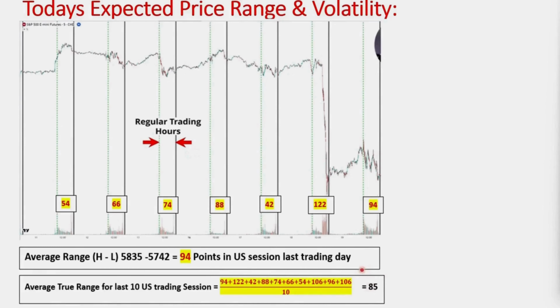To put this in perspective, compared to assets like Bitcoin, which can move thousands of points in a single day, the S&P 500's movements are more modest, usually in the range of 80 to 90 points. This helps set realistic expectation for intraday targets and stop loss levels based on ATR.